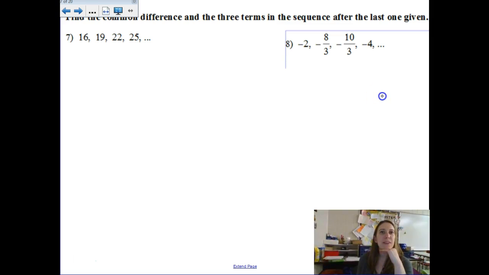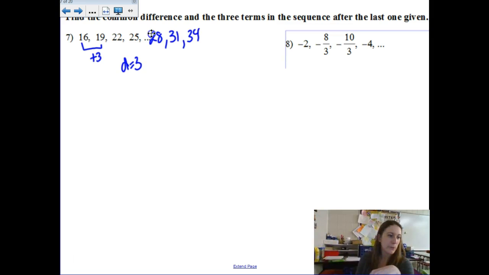Alright, so now it says find the common difference and the next 3 terms in the sequence. If you can find the pattern, you can extend the pattern is the idea. It looks to me like they are adding 3 each time. So the common difference is 3, and then the next terms would be 28, 31, and 34.